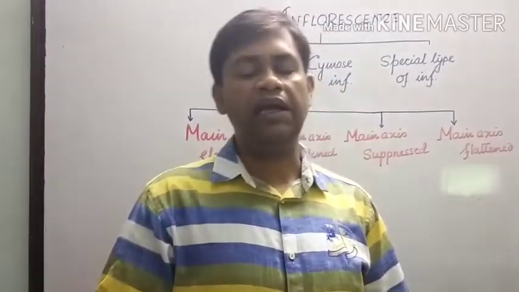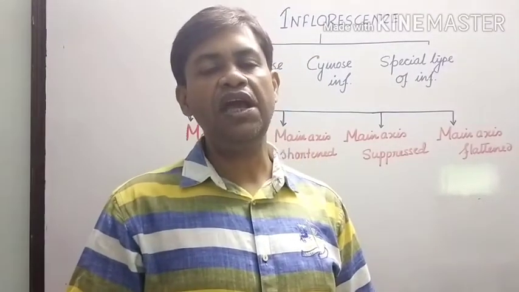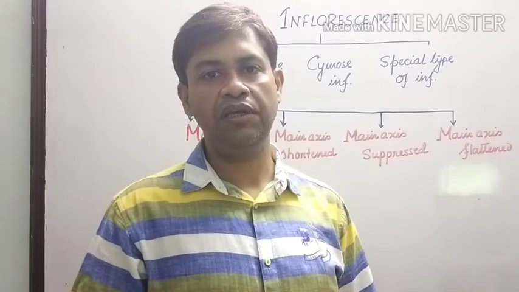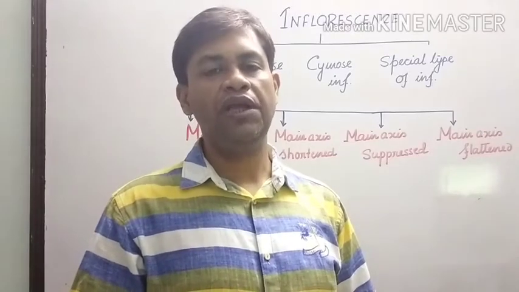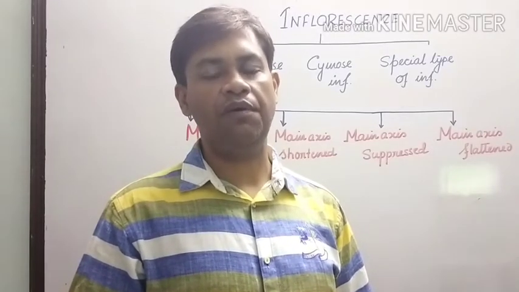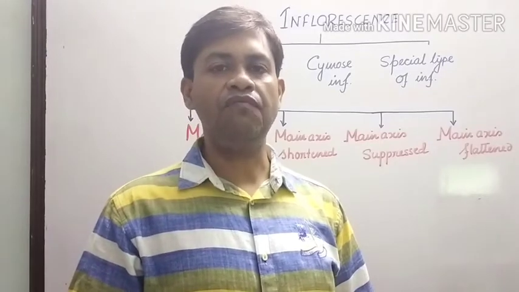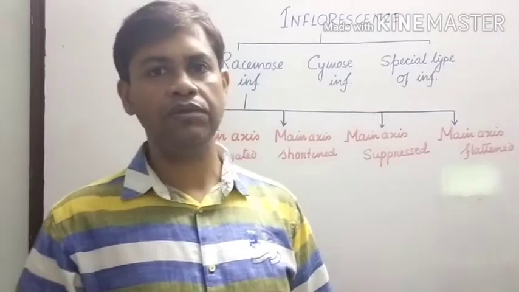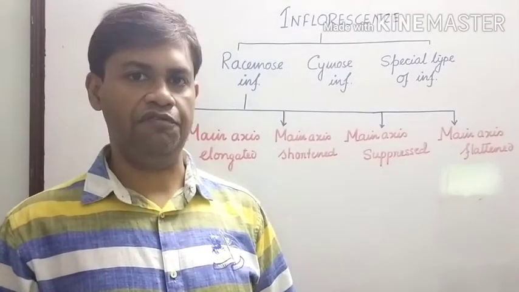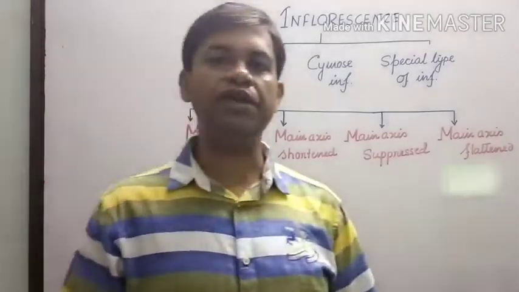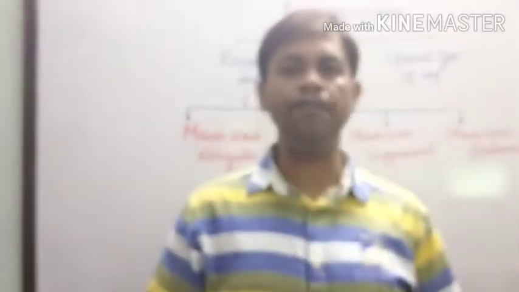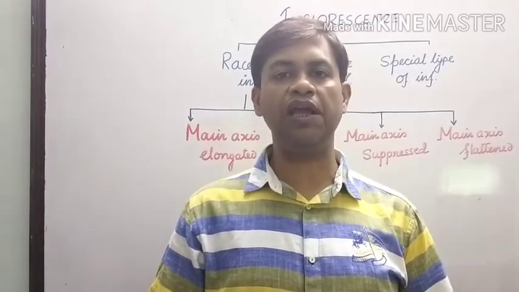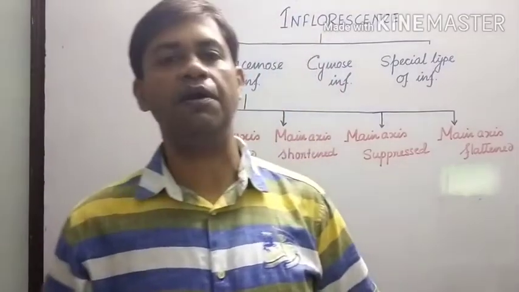So, in the last class, we discussed up to phyllotaxy in leaves. In this chapter, morphology of flowering plants, we have done with the introductory part, and with the root, stem, and leaf. Today we are going to start with the flower, and for that we first start with the inflorescence, which is a part of the flower.